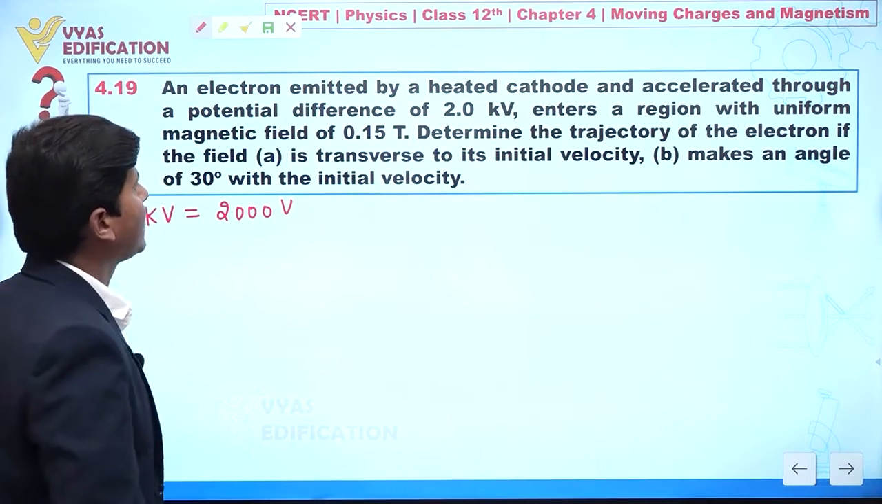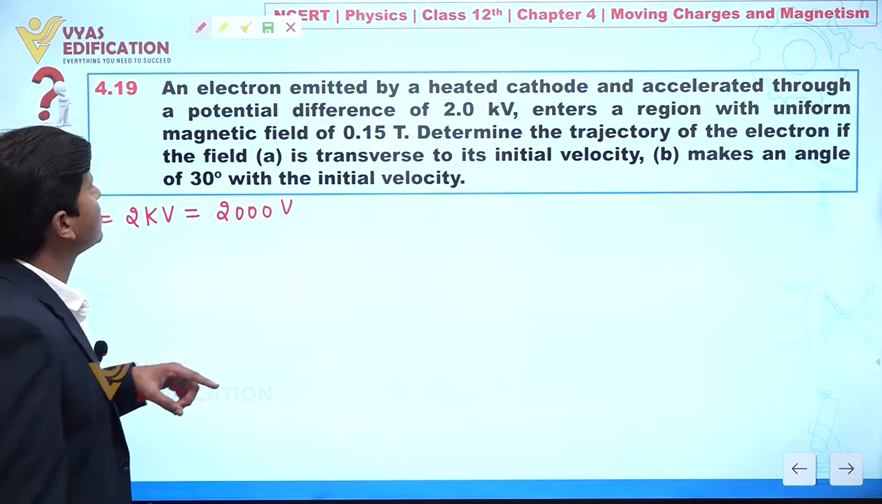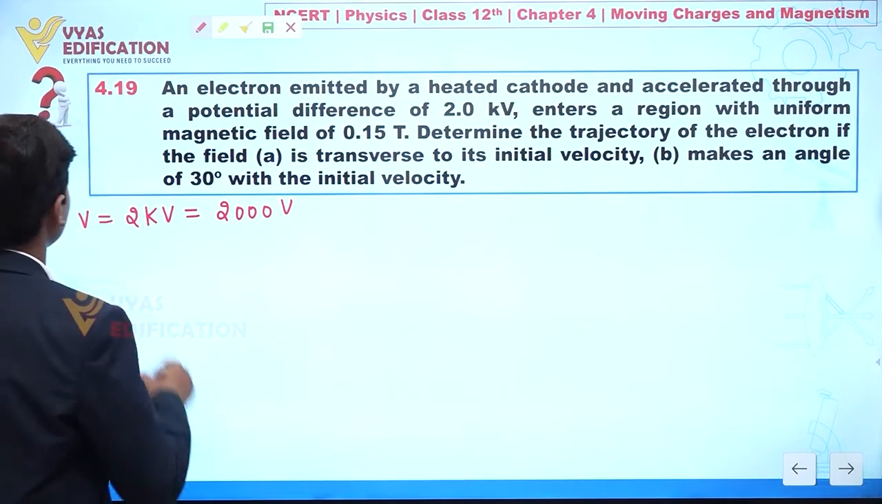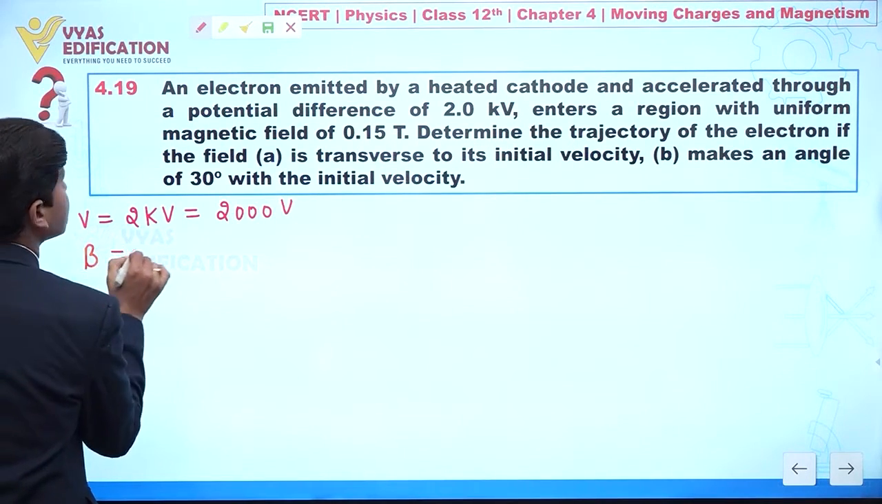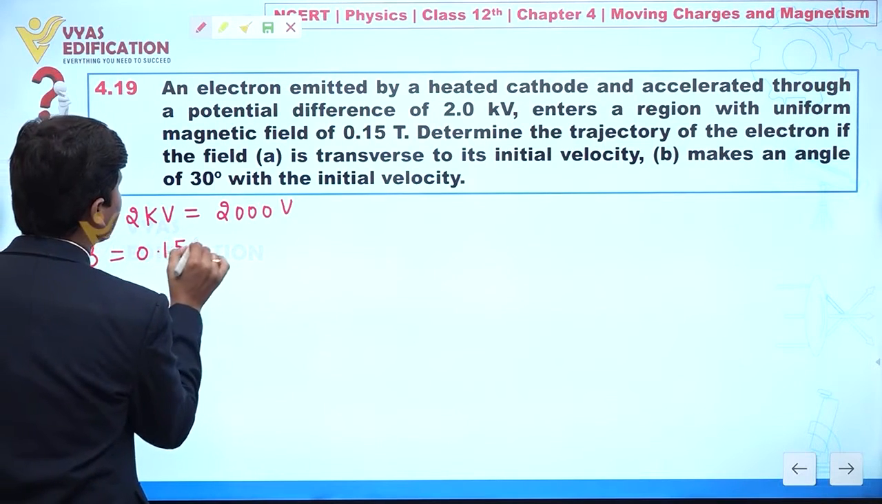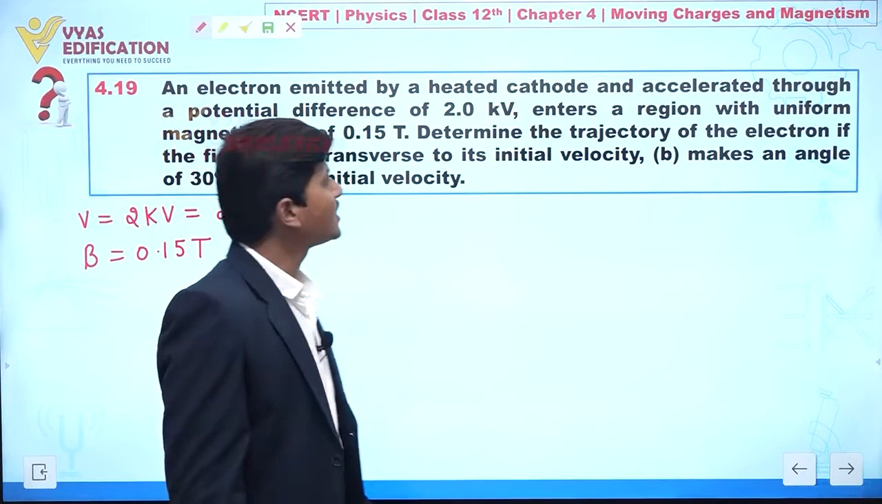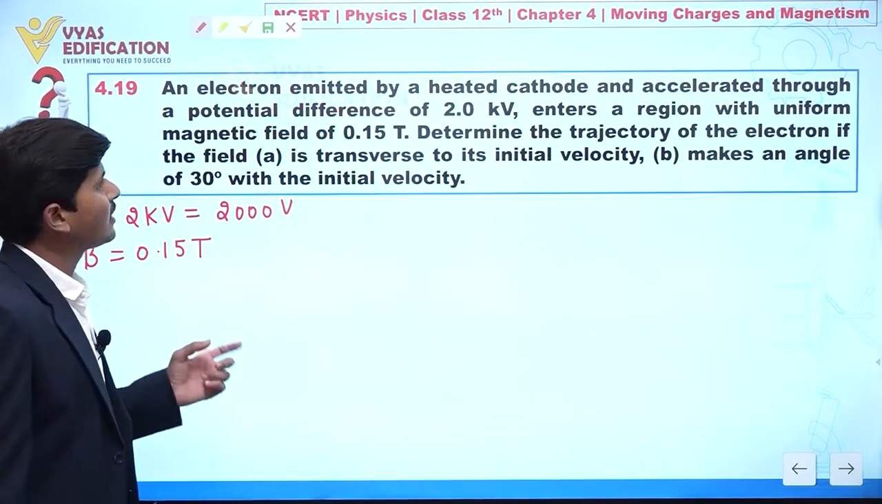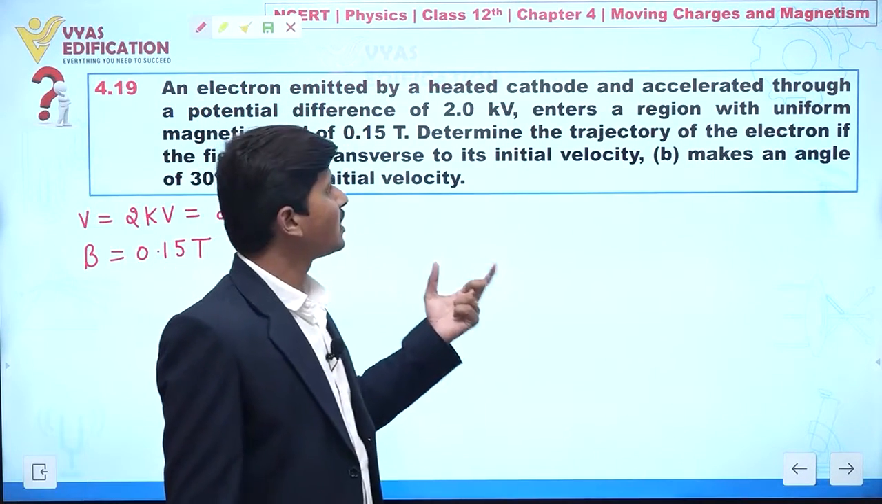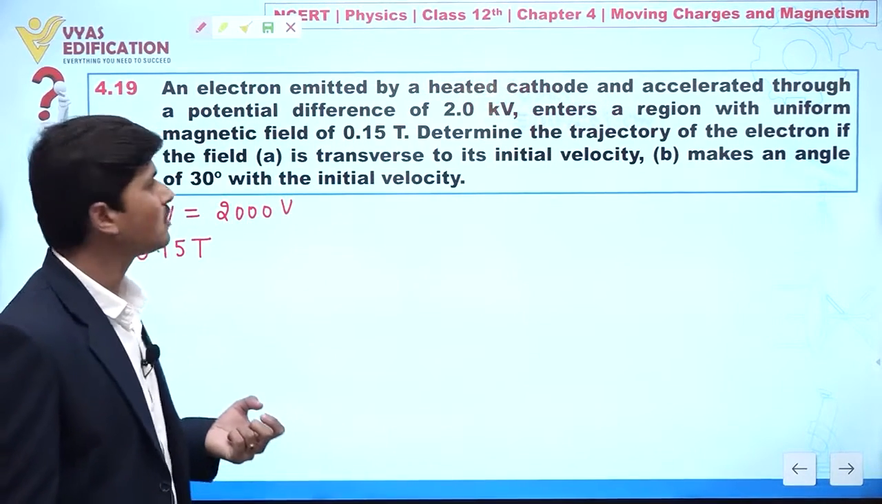The electron enters a region with uniform magnetic field. The value of B is given as 0.15 Tesla. Now we have to determine the trajectory of the electron when it is transverse to its initial velocity.